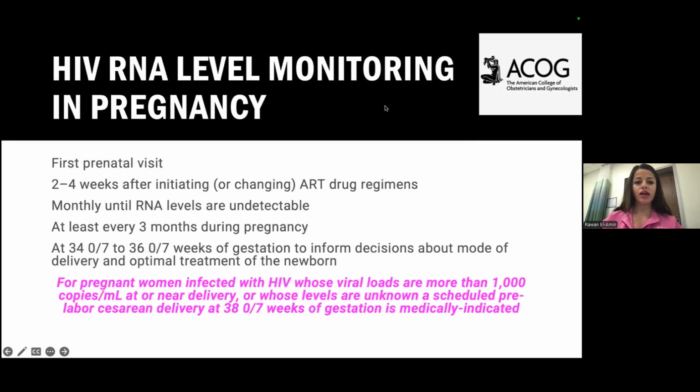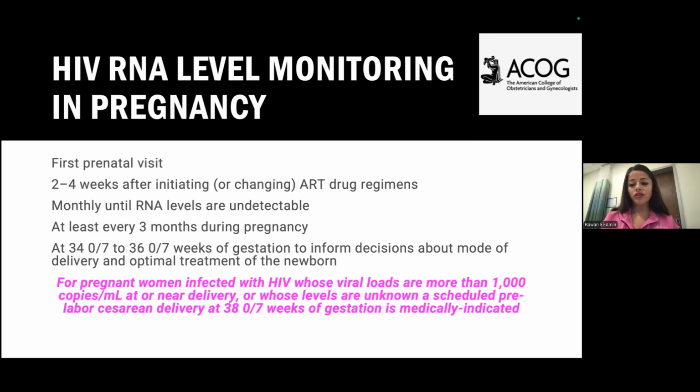So when do we check for HIV? Well, for screening, we do that at the first visit. Like I said, anytime there's increased risk, we screen them multiple times. But if they are positive, we check their viral load 2 to 4 weeks after initiating treatment, monthly until the RNA levels are undetectable, and at least every 3 months during pregnancy, and specifically between 34 and 36 weeks of gestation to plan ahead for delivery. Are they going to have a scheduled C-section? Are they going to be able to labor? That way we inform mom and talk to her about her risks and benefits.